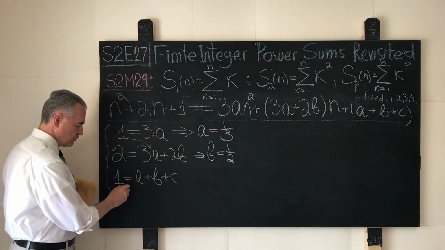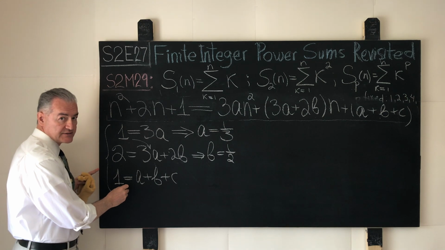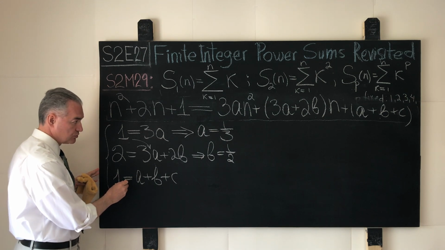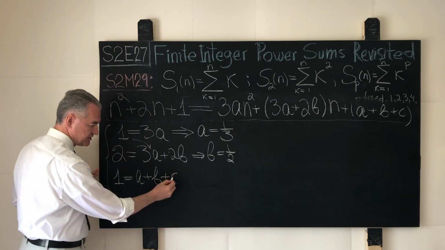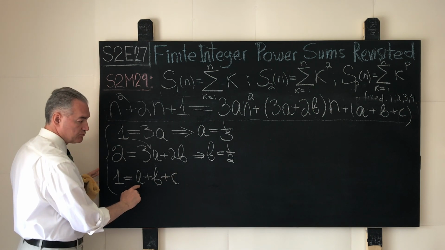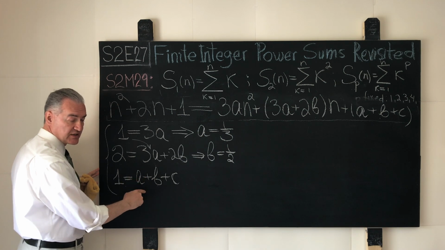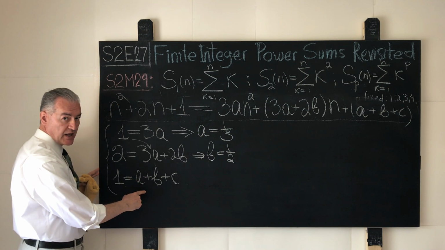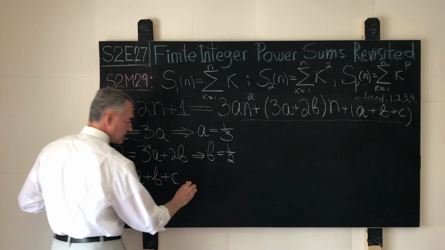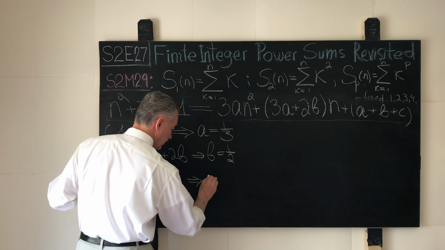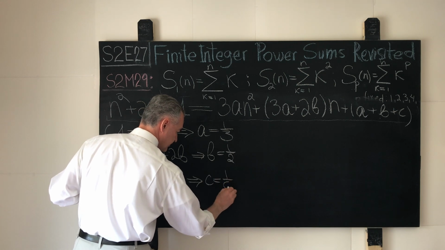So now we massage the last equation shown over here. 1 is equal to what? 1/3 plus 1/2 plus c. 1/3 plus 1/2 is what? 5/6. So what number must be added to 5/6 in order to yield 1? 1/6. Consequently, from here we instantly recover c is equal to 1/6.